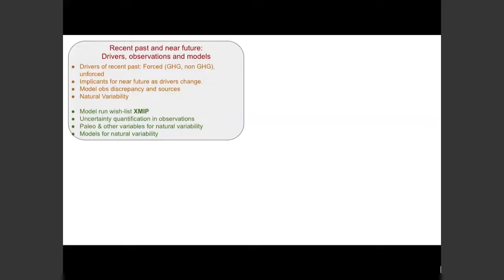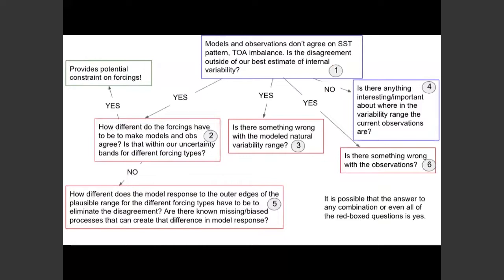Another big question that keeps coming up is, how do we compare models and observations? And if we think they're wrong, how do we deal with natural variability if we can't fully trust the simulations and we have a short observational record and a sparse and noisy paleo record? And Pierce and Gita did a nice summary of that line of question. And it starts with this issue of models and observations not agreeing on SST patterns and TOA imbalance. Is the disagreement outside of our best estimate of internal variability? And if the answer is no, is there still anything important about where in the variability range the observations are? But if we're tilting towards yes, then there are three different options.